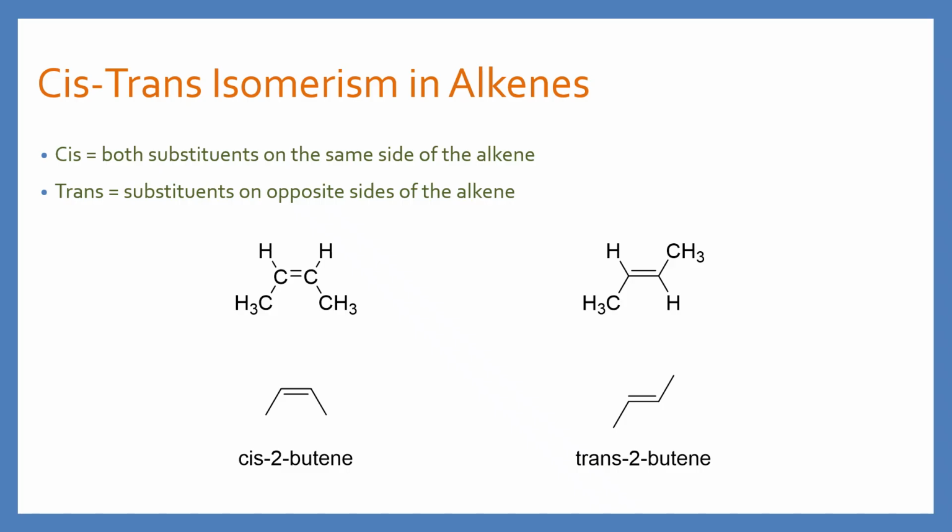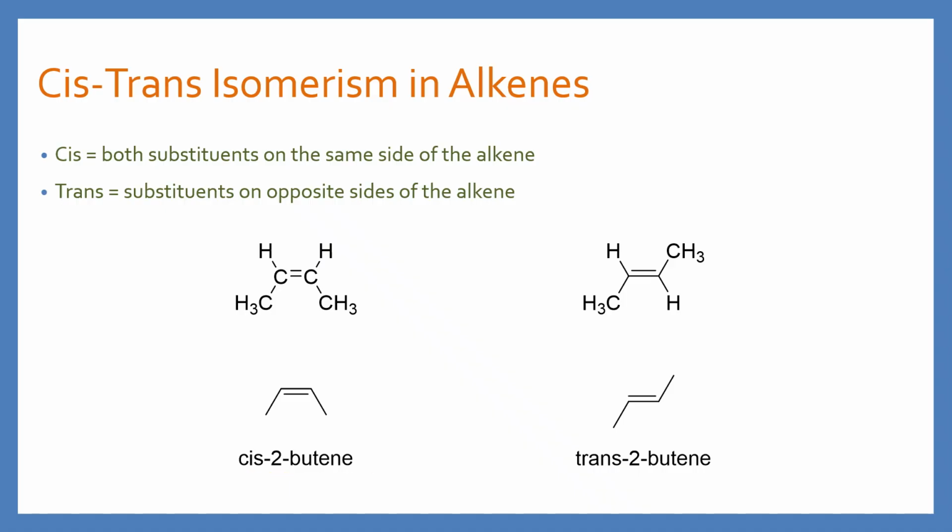But cis still means that you have substituents on the same side, only this time we're talking about being on the same side of the alkene. So if this is the plane of our alkene, these two substituents are on the same side of that alkene. And that's especially clear when you look at the line bond drawing. So this molecule is called cis-2-butene.